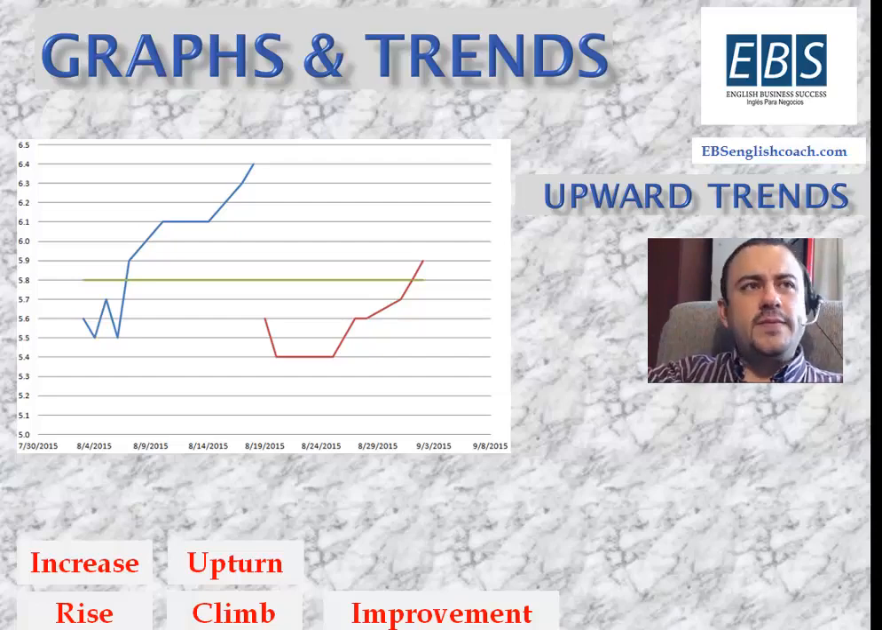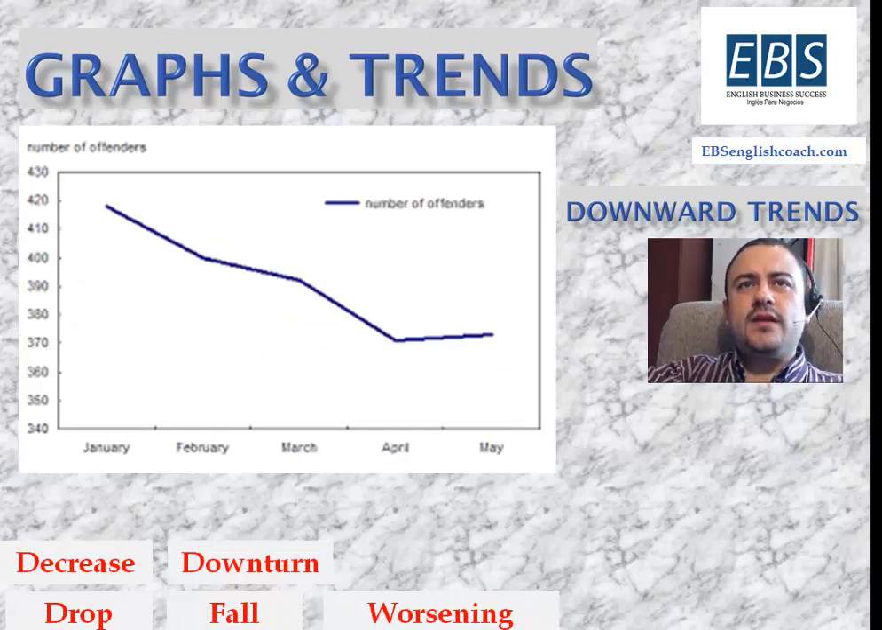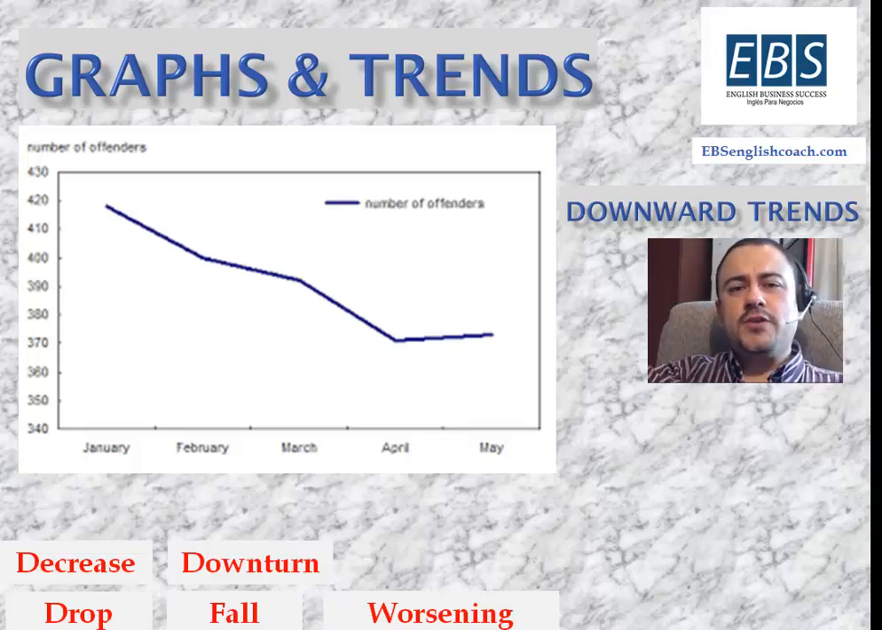Let's go ahead and review some terminology when we have to describe downward trends. And as you can see, downward trends, we are actually going down like this, right? So here's some useful terminology. Decrease. Decrease, it's an important word when describing downward trends. Drop, downturn, fall, and worsening.